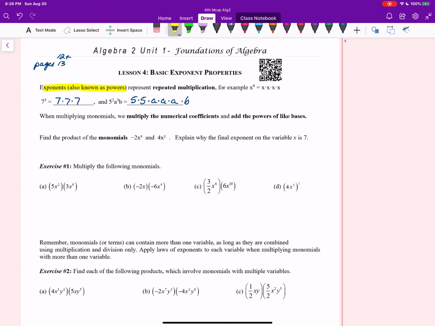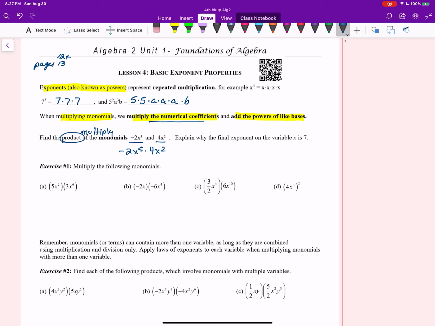It's important to remember that when you're multiplying monomials, we multiply the numerical coefficients and add powers of like bases. For example, to find the product of monomials negative 2x to the fifth and 4x squared, product is the result from multiplication. Negative 2x to the fifth times 4x squared.